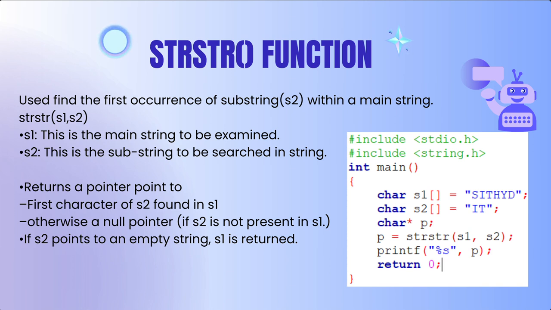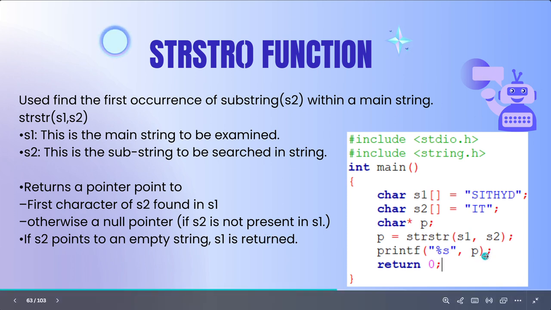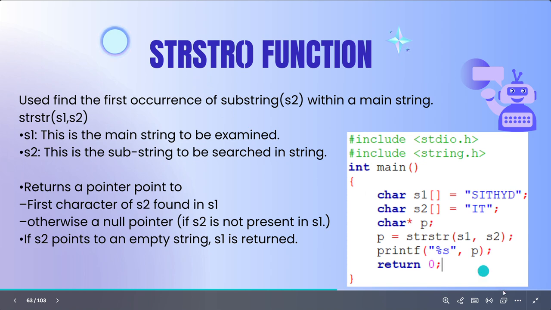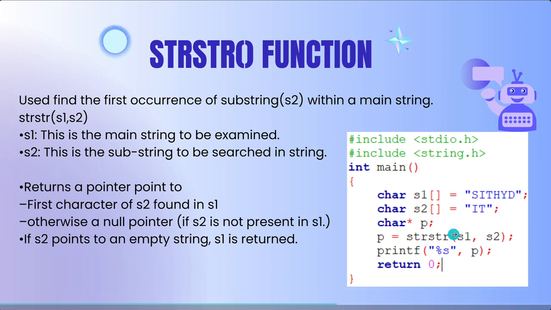Okay, the pointer concept we will come to in the last chapter, but just remember a pointer points to a particular value. For now, if s2 points to an empty string, s1 is returned. In this program we are taking it as an example. In the main we have taken two character arrays, SIT and IT. So char we have taken as a pointer, and this pointer we are accessing using this function. We are checking whether s2 is present in s1 or not, and then finally we are printing it, and then we return the value 0 and exit the main function.